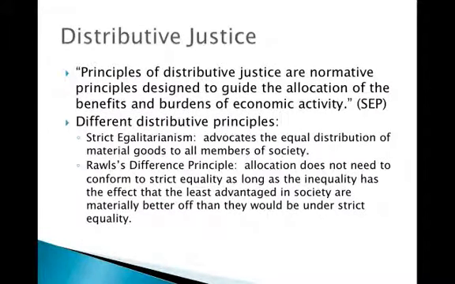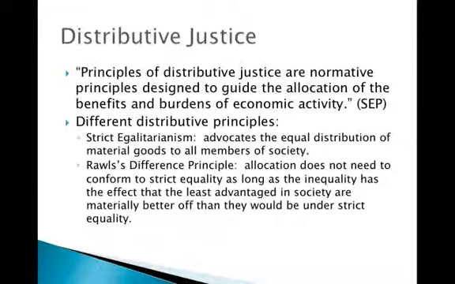So, not he, but in the Stanford Encyclopedia of Philosophy, they write, the principles of distributive justice are normative, you should know what that means, principles designed to guide the allocation of the benefits and burdens of economic activity. So distributive justice is basically how do you distribute resources. The justice of distribution of resources. Some people say it should be done completely equally. Others say there should be inequalities. But if you're going to have inequalities, you got to have a principled way to distribute it. And that's what distributive justice kind of studies. And Rawls has got his own proposals.